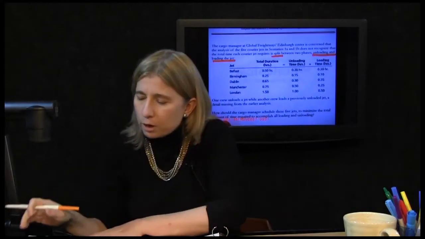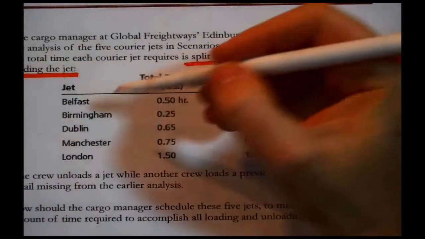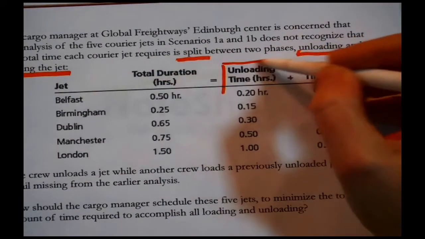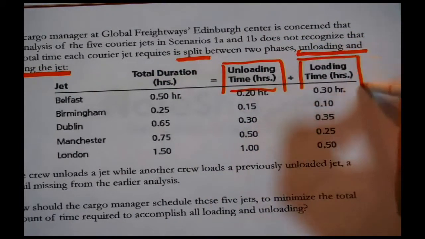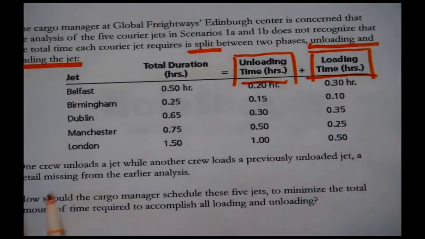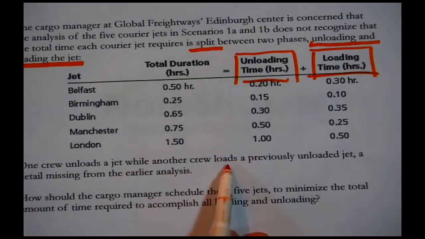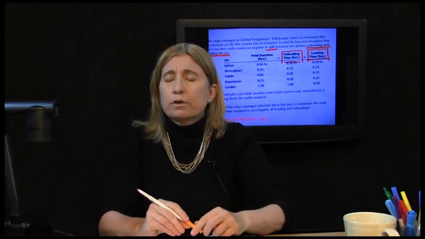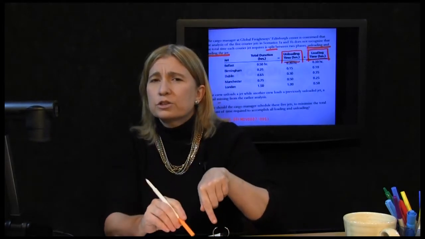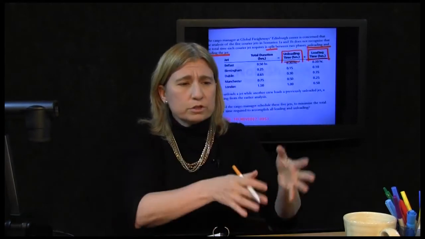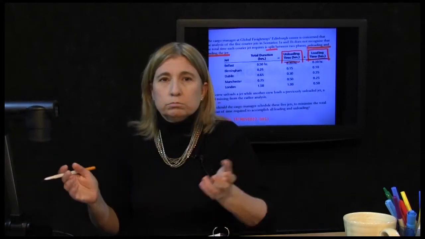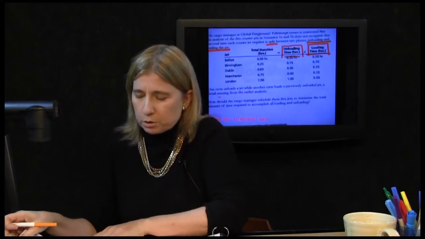look at the data. Okay, so we have 5 jets that each need to be unloaded and then loaded again. One crew unloads a jet while another crew loads a previously unloaded jet. A detail missing from the earlier analysis, right? This is again what is turning this from a simple priority scheduling problem into a Johnson's rule problem. This is done, the unloading, and then this is done, the loading. So great. What's the question?